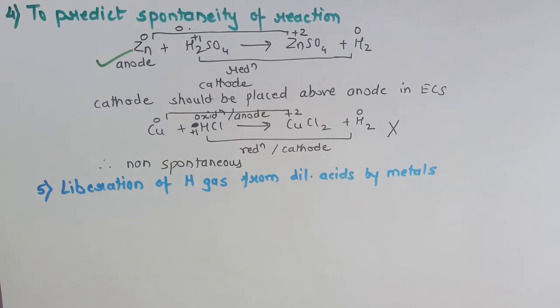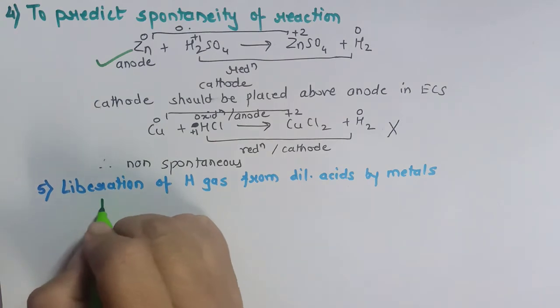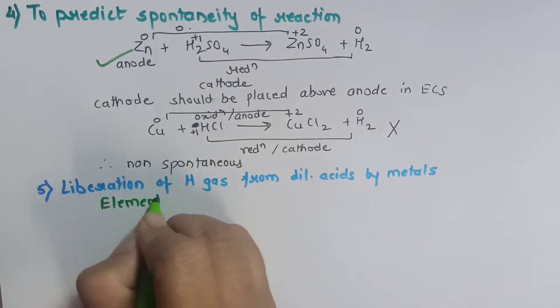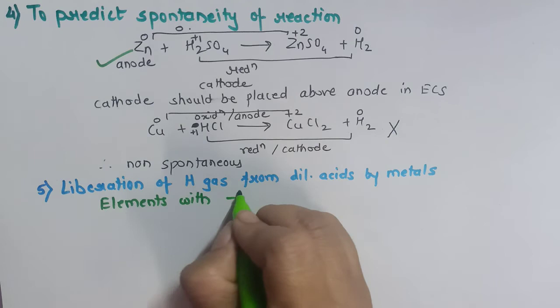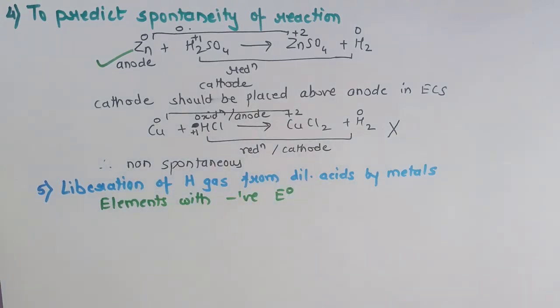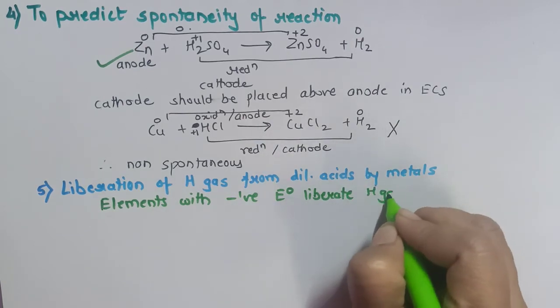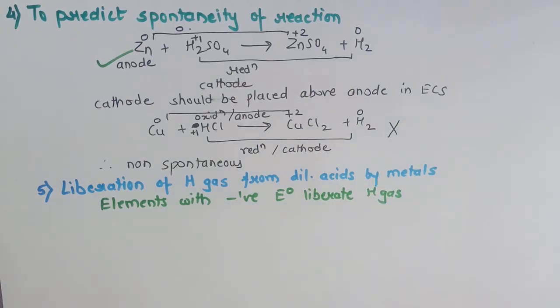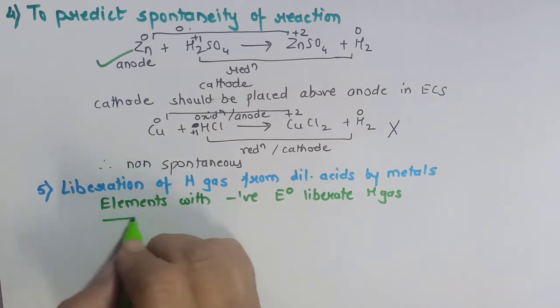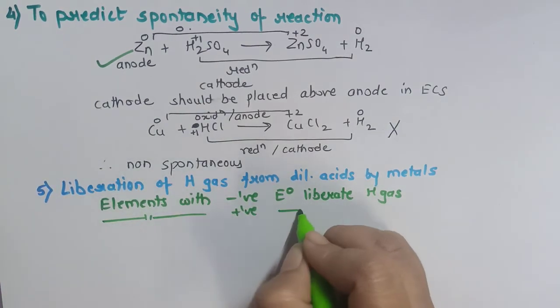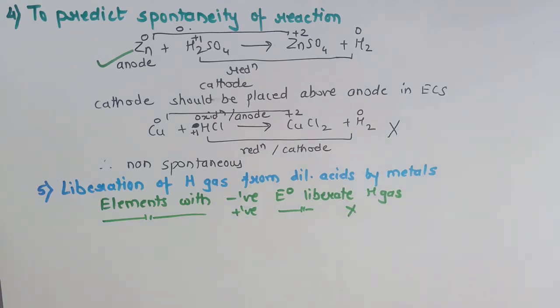Electrochemical series also helps us to identify whether a given metal will react with acid to liberate hydrogen gas. For this, I will give you one concept: all those elements with negative E naught value, with negative SRP, will liberate hydrogen gas when the metal is treated with acid. On the other hand, elements with positive E naught value will not liberate hydrogen gas.